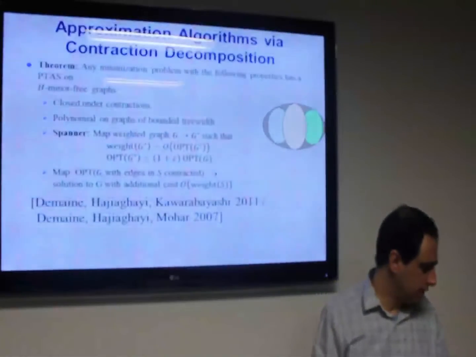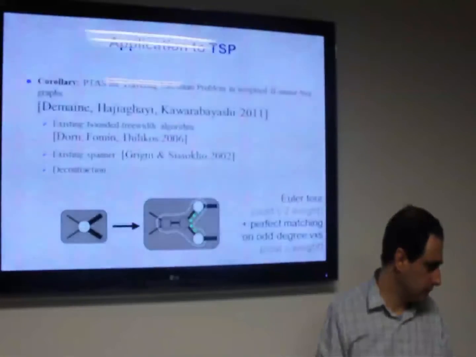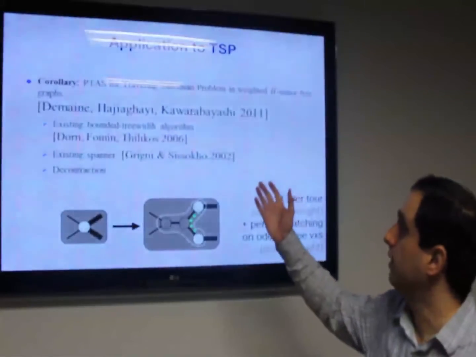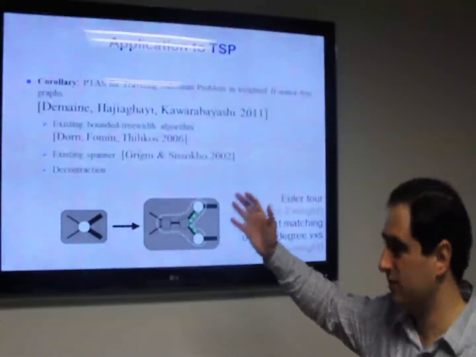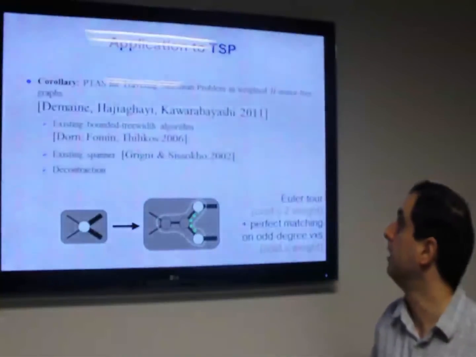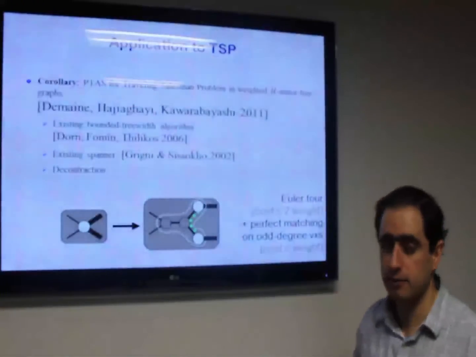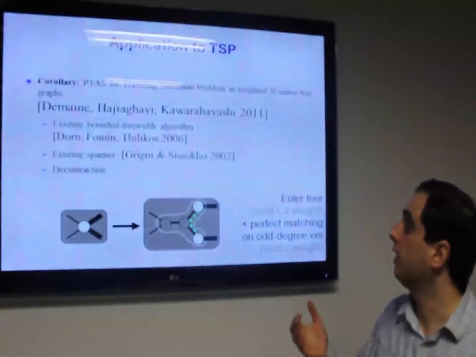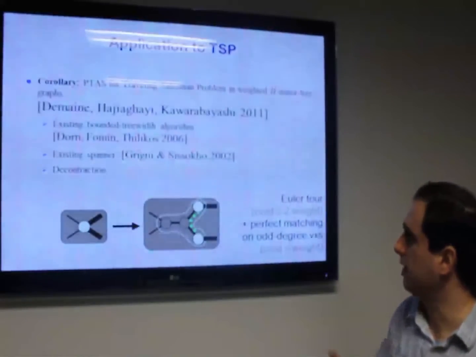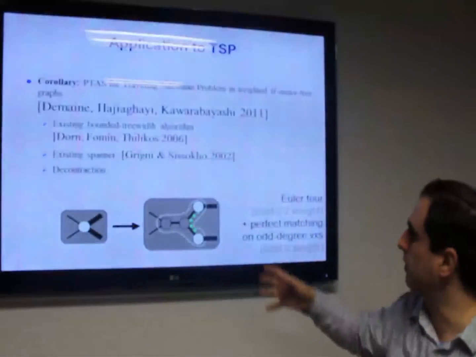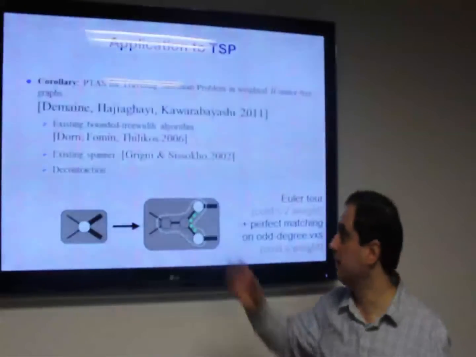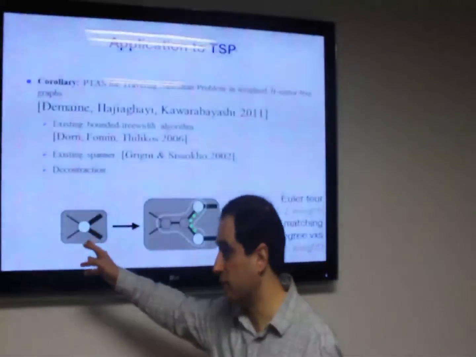In particular, using this theorem, you can get an application for TSP. This is just a special case of the previous theorem: we can get PTASes for the traveling salesman problem in weighted H-minor free graphs. And this is the result that we obtained. This is essentially the idea. The properties that I have mentioned are all satisfied. The most non-trivial property is the last one that I mentioned.